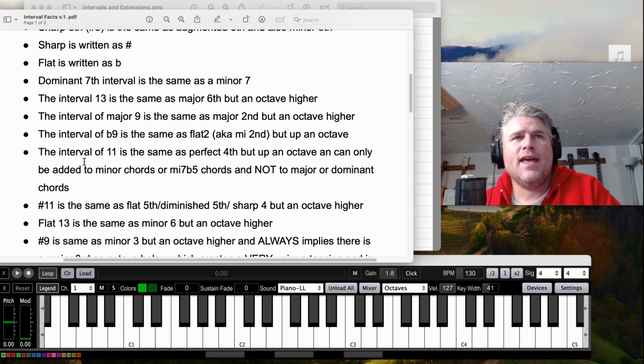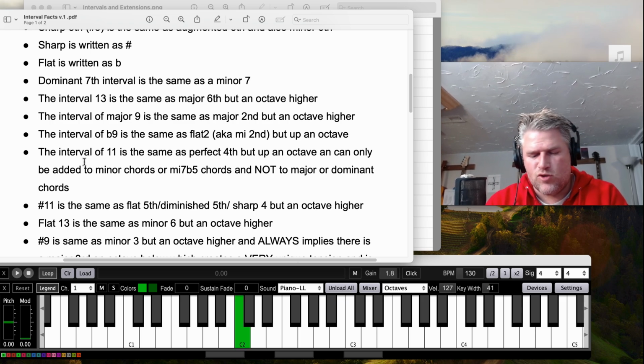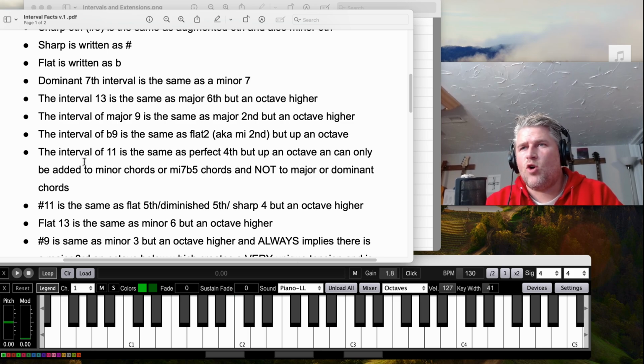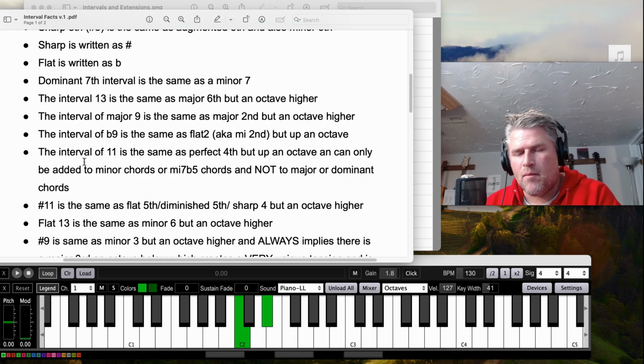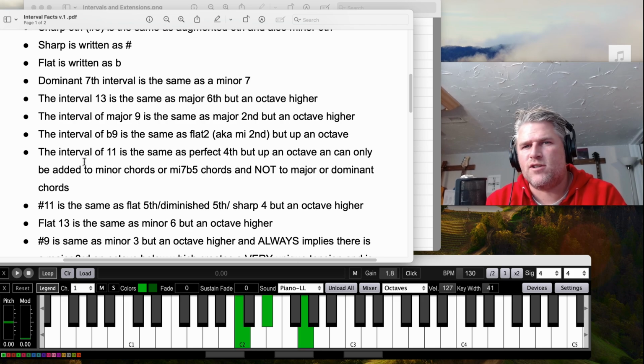Dominant seventh interval is the same as a minor seventh interval. I said that before. If I say C and go up a dominant seventh, or go up a minor seventh, same thing. It's called a dominant when you have a major chord and then that minor seventh. But if I have a minor chord, we just call the whole chord a minor 7, because this is minor and this is minor.